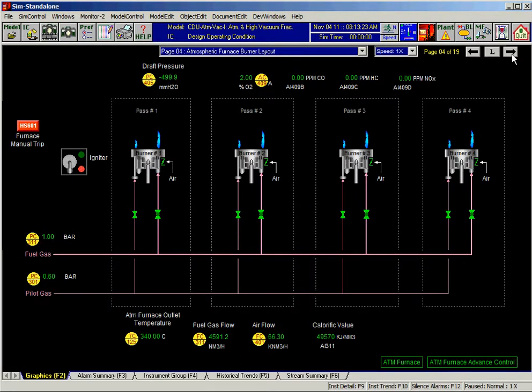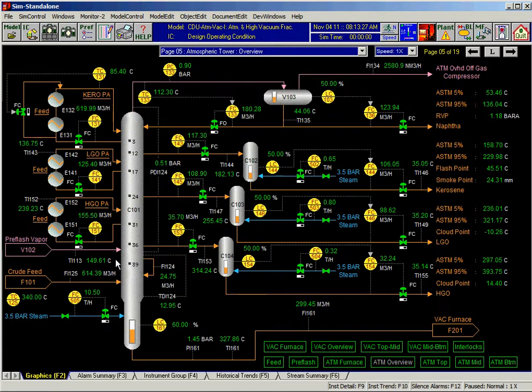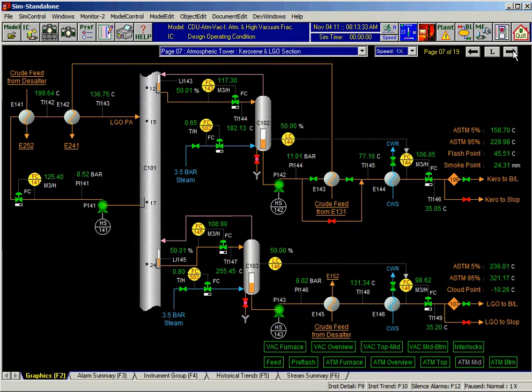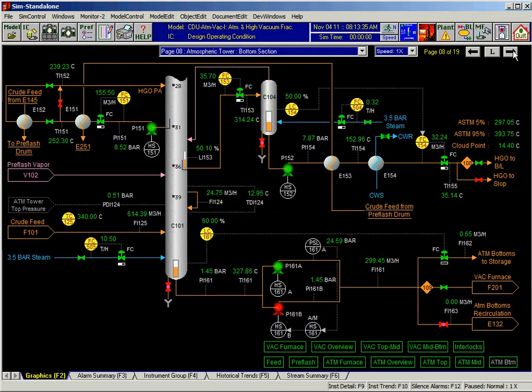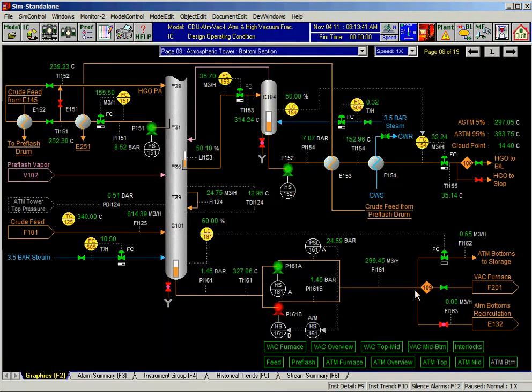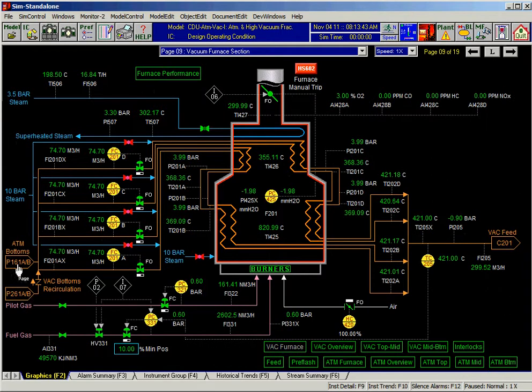Burners, we put only fewer burners here. This is similar to what we saw before. And overhead, there are some slight changes, design changes in how we do pump around. And this is the bottom section. Then what happens is in the bottom here, this is going to vacuum furnace. So again, you control the vacuum furnace.